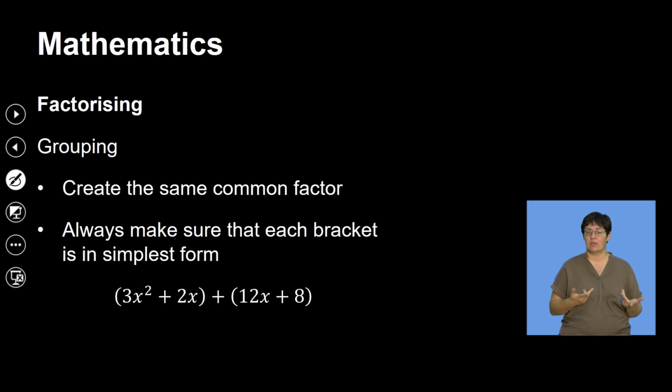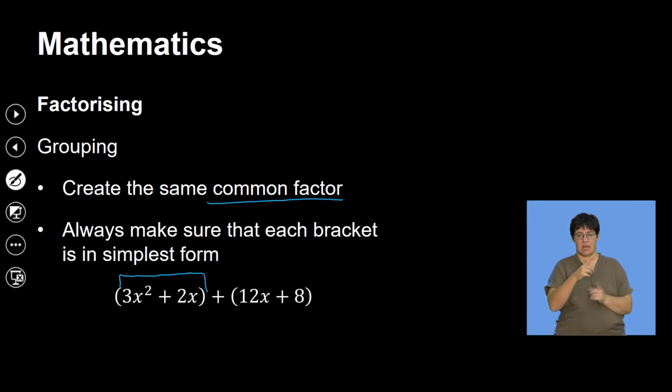We also have what we call grouping. Grouping is to create the same common factor. You always make sure that each bracket is in its simplest form, right? What do I mean? Let's look at the example. 3x squared plus 2x, 12x plus 8. I've already grouped them. Why did I group them like this? It's because I want to create a common factor between them, right?